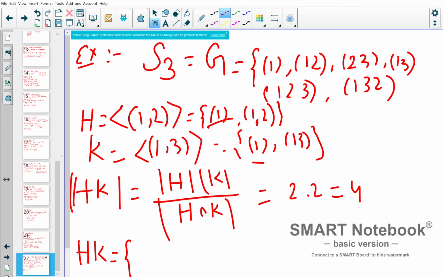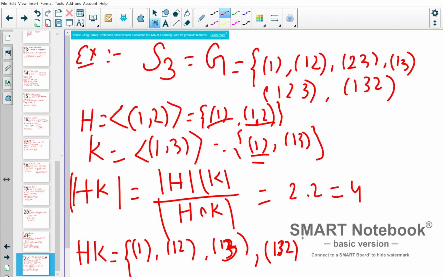And what are the elements? So you have identity, and if you multiply by (1 2), you have (1 2). Similarly, you have (1 3), and if you multiply (1 2) with (1 3), then what will be the last element? So (1 2) times (1 3) is what? 1 goes to 3, 3 goes to 1, and 1 goes to 2. So this is (1 3 2). This is the element, right?